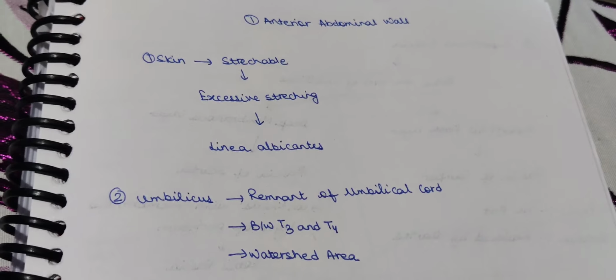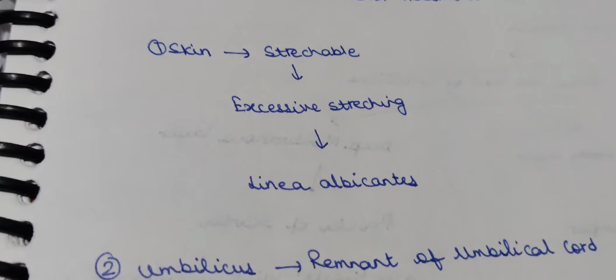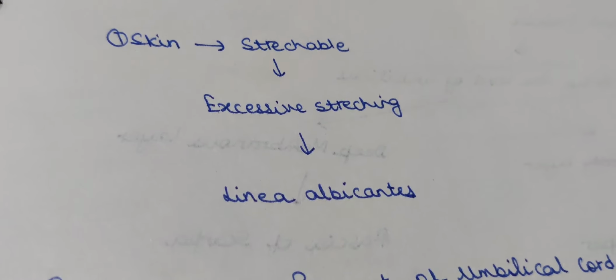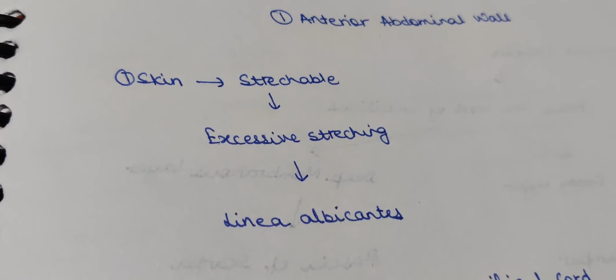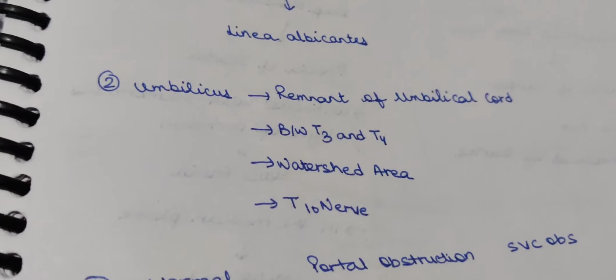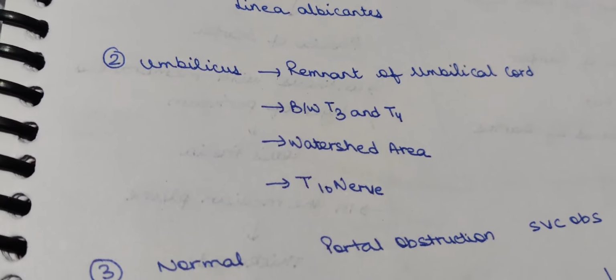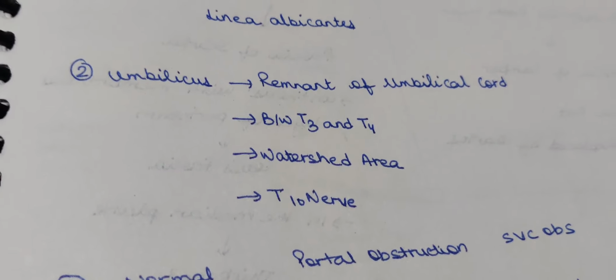Now let's go to the revision of anterior abdominal wall. First of all, let's see the skin of the anterior abdominal wall. It is stretchable, but excessive stretching can lead to formation of white lines known as linea albicantes. Then the next thing which we see in the skin of the anterior abdominal wall is the umbilicus.